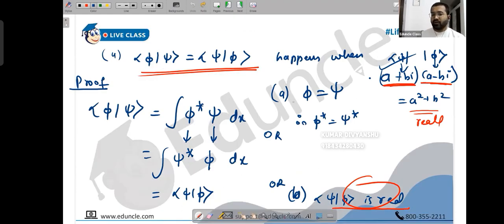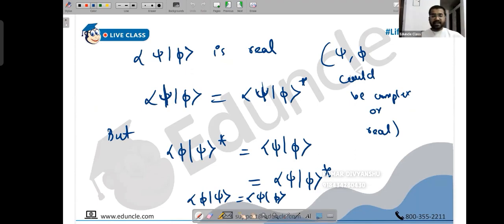Now, when do phi psi and psi phi become equal? Only when psi phi is real. The product of psi phi is real. Or you can say phi and psi both are equal. That's also fine. I hope this helps now.